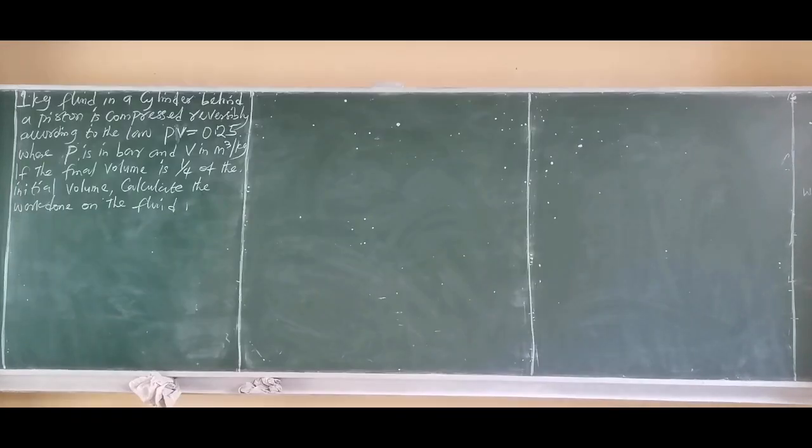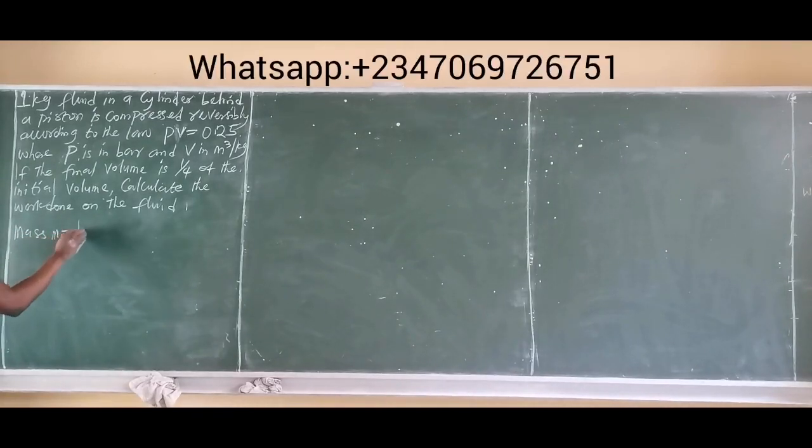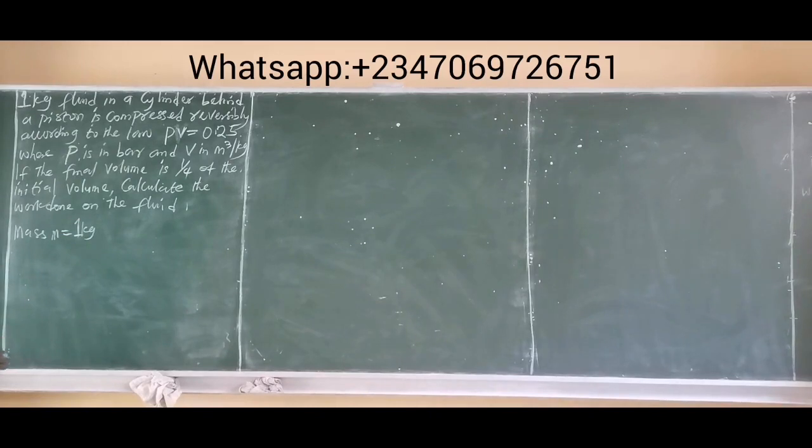All right, so let's pick out our parameters. First, we are given mass, 1 kg of fluid. So mass M is equal to 1 kg. Is compressed reversibly according to the law. Okay, so we're given the law PV equals 0.25.